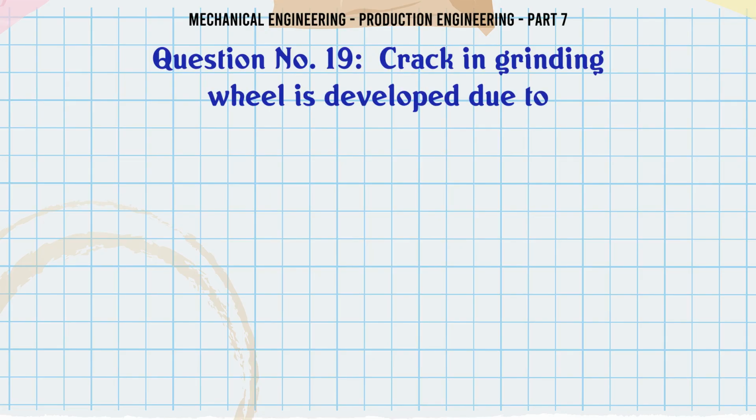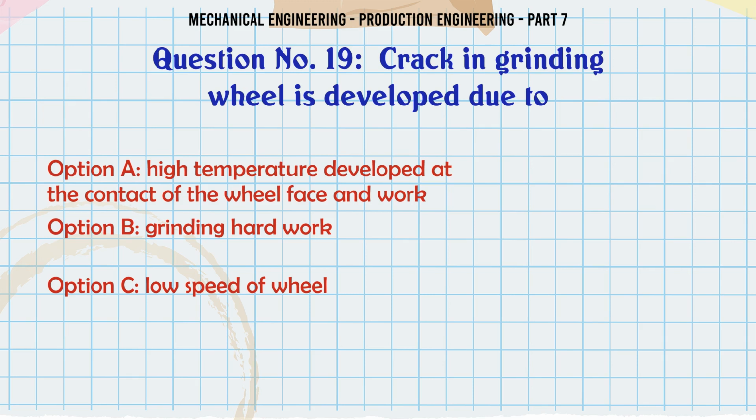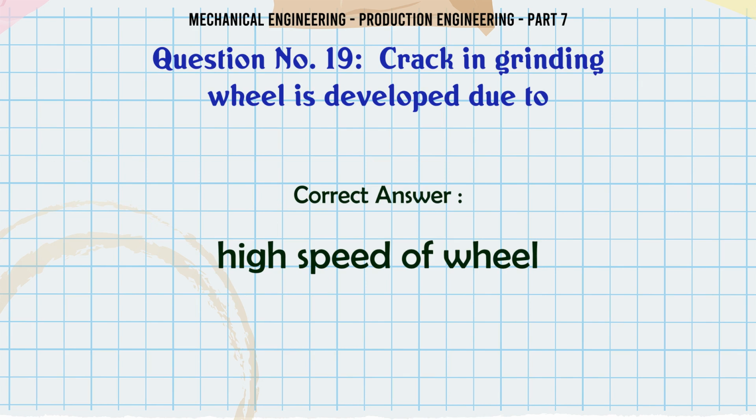Crack in grinding wheel is developed due to A) high temperature developed at the contact of the wheel face and work, B) grinding hard work, C) low speed of wheel, D) high speed of wheel. The correct answer is high speed of wheel.